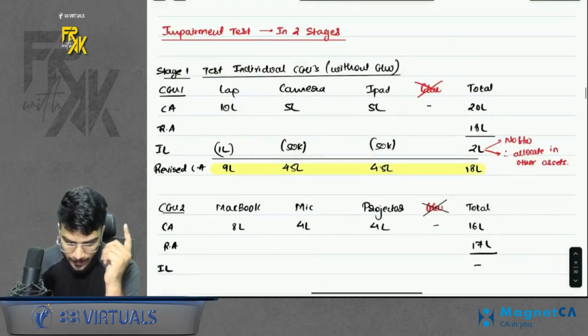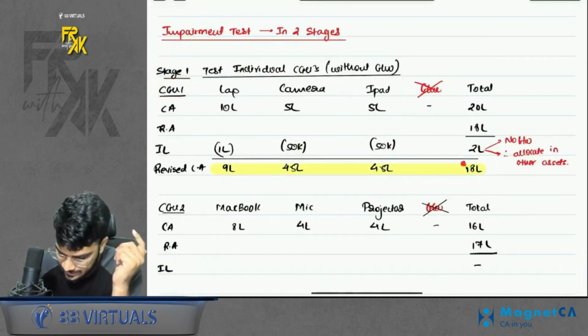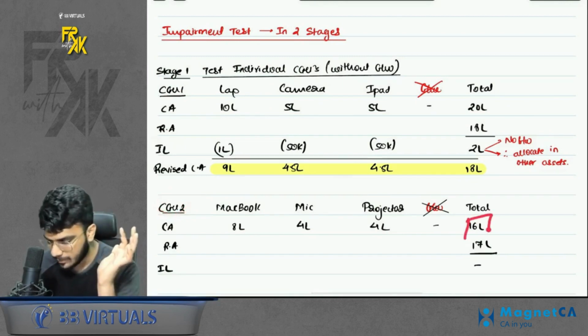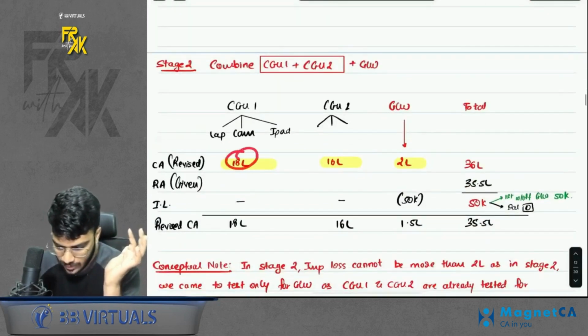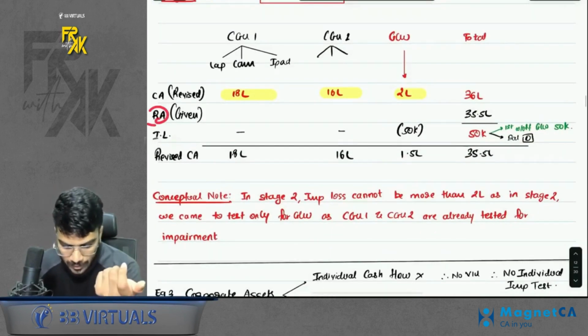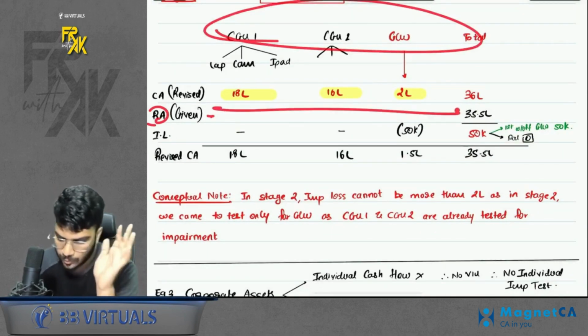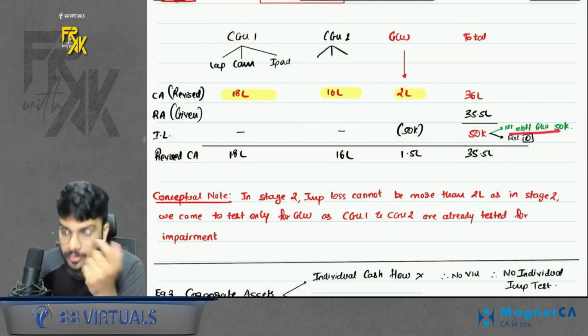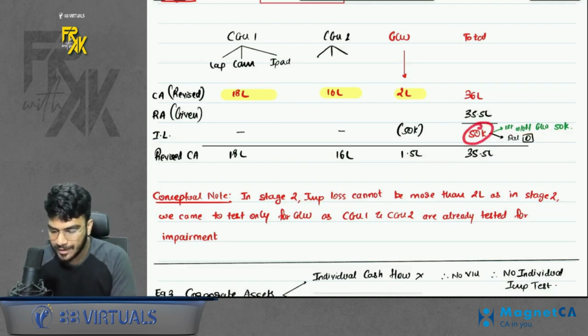In stage 1, my CGU1 was impaired, so I will take the revised carrying amount of 18 lakhs. CGU2 was normal, not impaired, so I will take the normal carrying amount. So take these carrying amounts, add goodwill to it. You will get the total carrying amount. Then recoverable amount of this whole will be given in the question. You get an impairment loss. This loss again will be first written off against the goodwill. So what if the loss exceeds the value of goodwill?